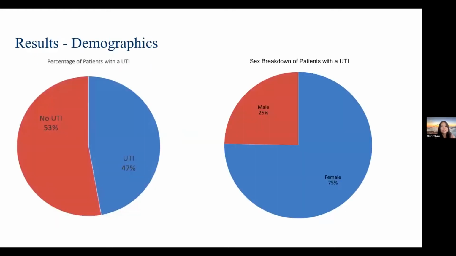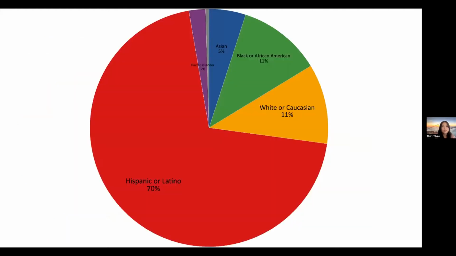So these are our results and the demographics of our patient population. 53% of our patients did not have a UTI, while 47% did, and 75% of our patients who had a UTI were female. We also had a very diverse patient population where 70% of our patients were Hispanic or Latino, followed by the white or Caucasian and Black or African American percentages.